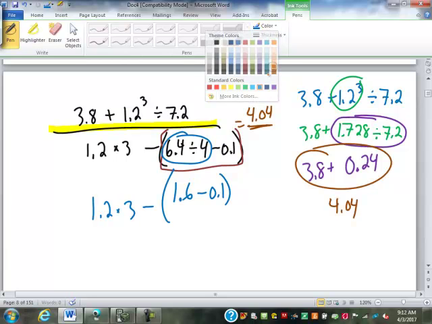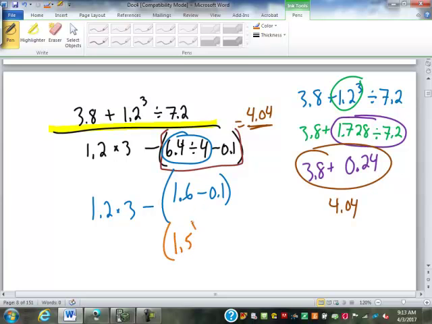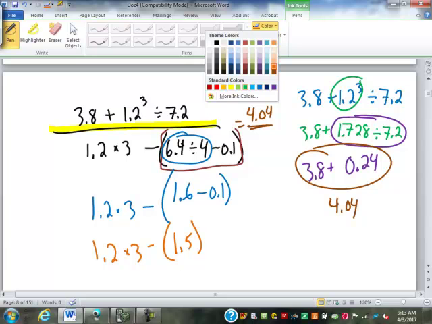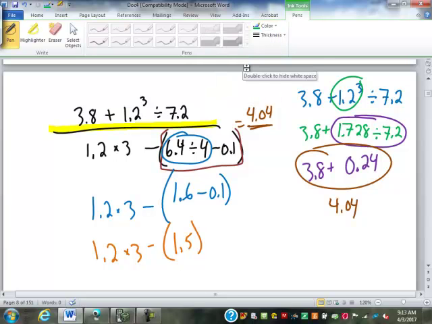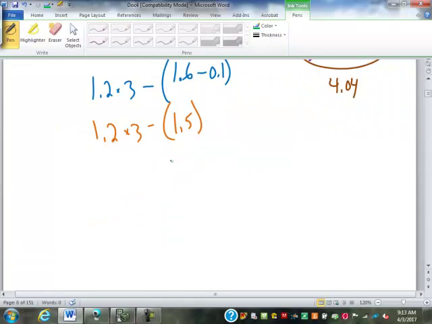And then we do have to do the subtraction in there. 1.6 minus 0.1, 1.5. Now we are done with the parentheses. There's only a single number left inside the parentheses, so we can get rid of them. Do I have to put in multiplication in front of my parentheses? No, not here, because there was already subtraction there.